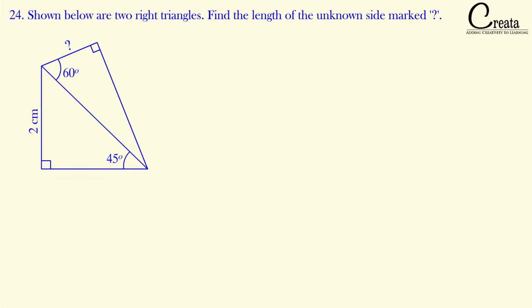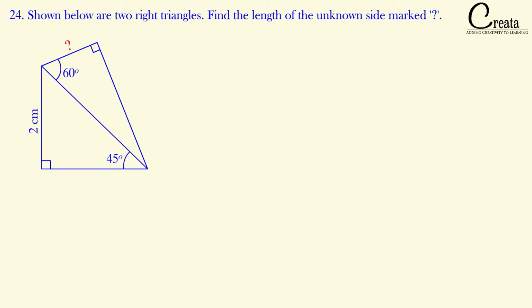So this is the question. Observe the question, pause the video and try to solve it. In this question, two right angle triangles are given. These are the two triangles and these are the 90 degree angles, that is, right angle triangles. And we have to find the distance marked with the question mark. It means we have to find this side. So this is the question.